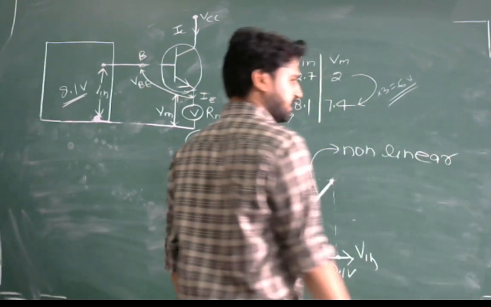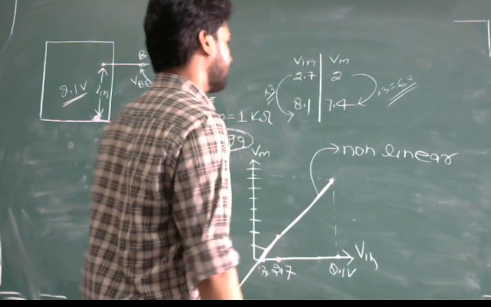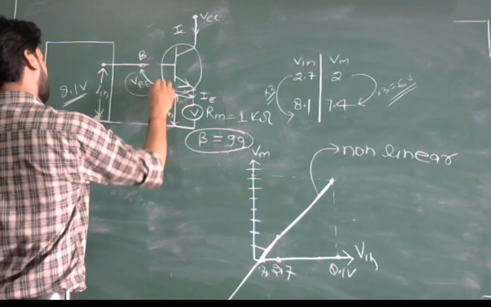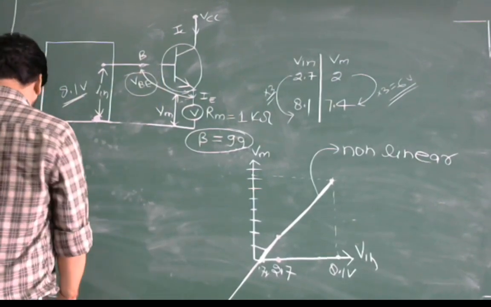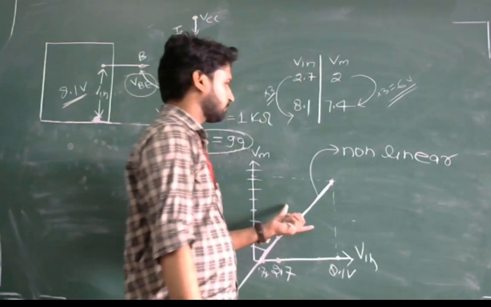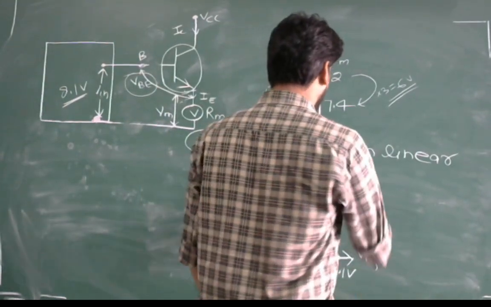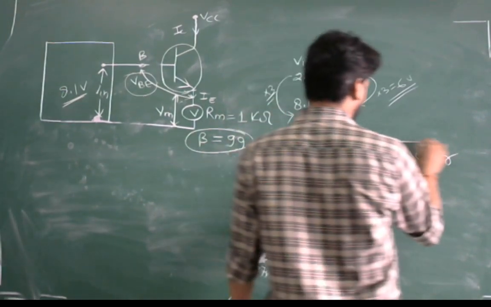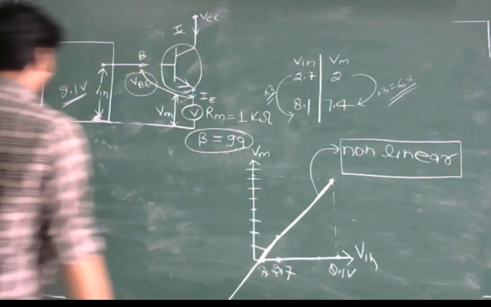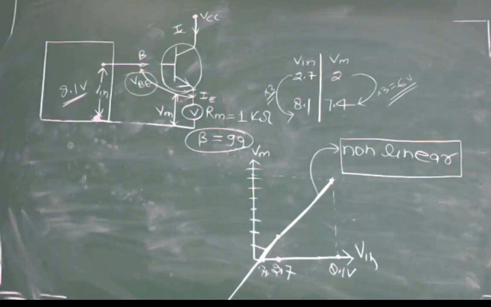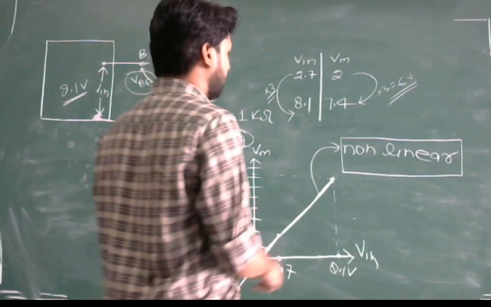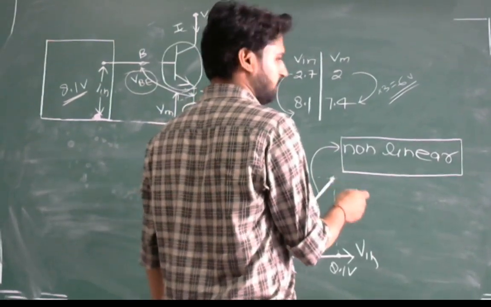And why is this relation non-linear? This relation is non-linear because of this base emitter voltage. That means this circuit has been introduced, this circuit has been given two advantages.